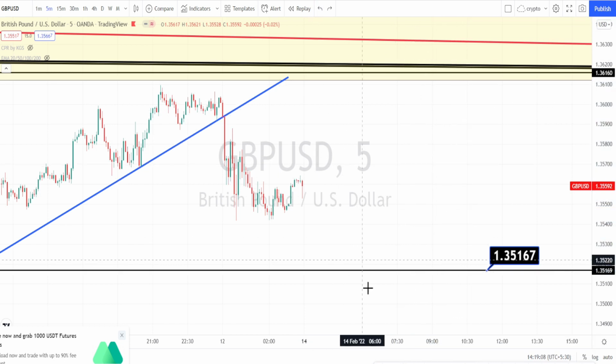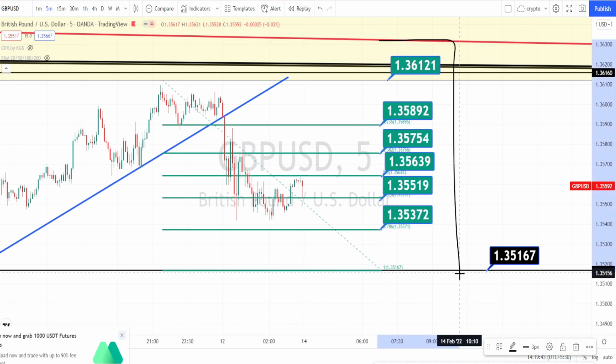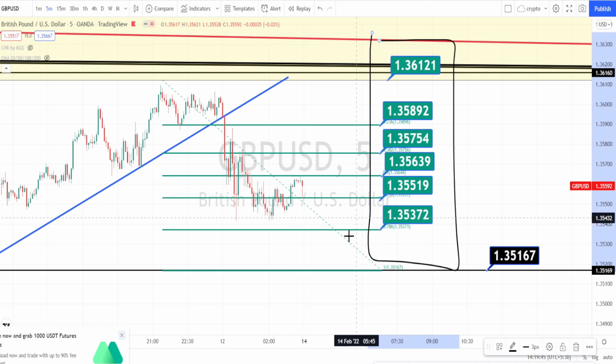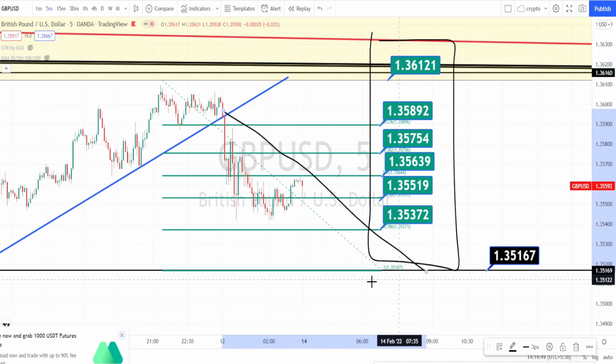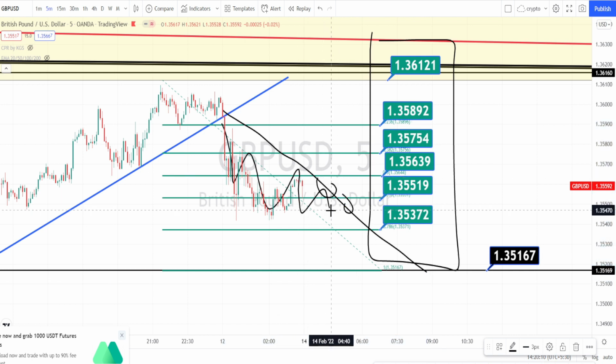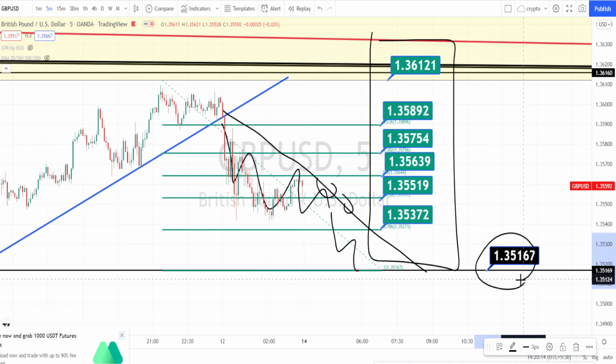Let us mark the support and resistance levels. So the values marked in green color boxes are the support and resistance levels in 5 minutes time frame. Currently it is in a bearish retracement. I am expecting the price action to trend down and take support on this 1.35.